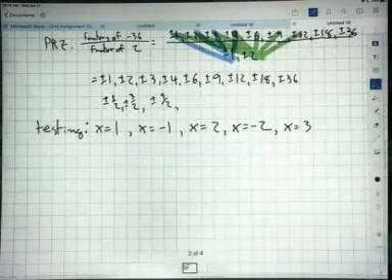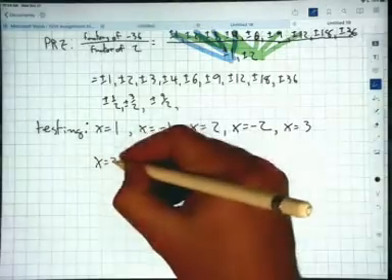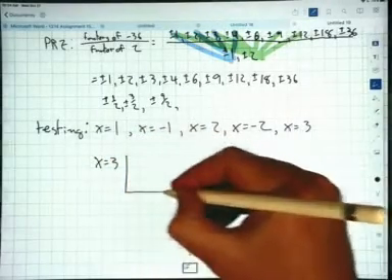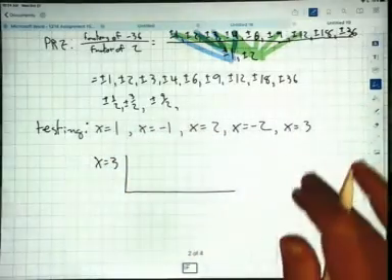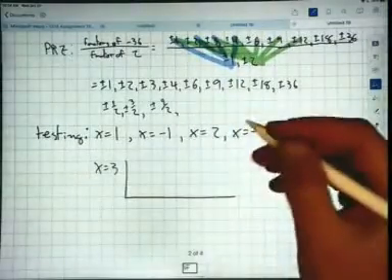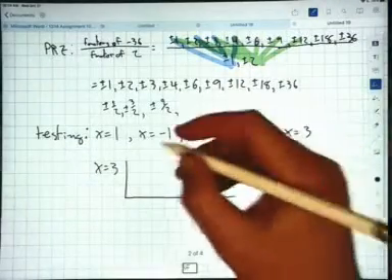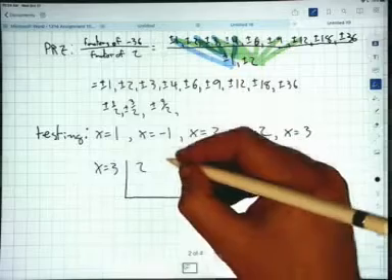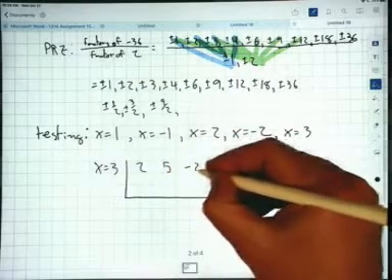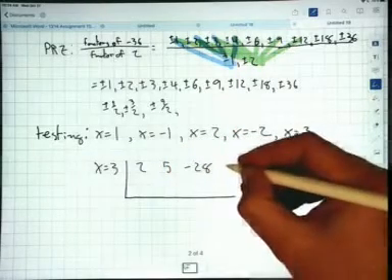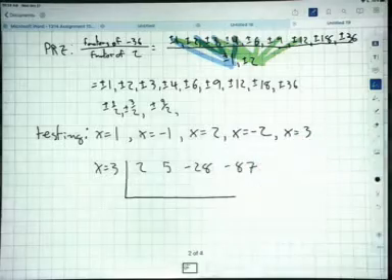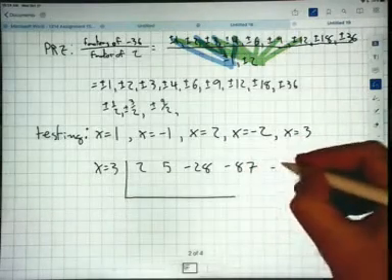Remember, we're doing synthetic division, so I'm going to do x equal to 3. The coefficients of my polynomial are 2, 5, -28, -87, -36.